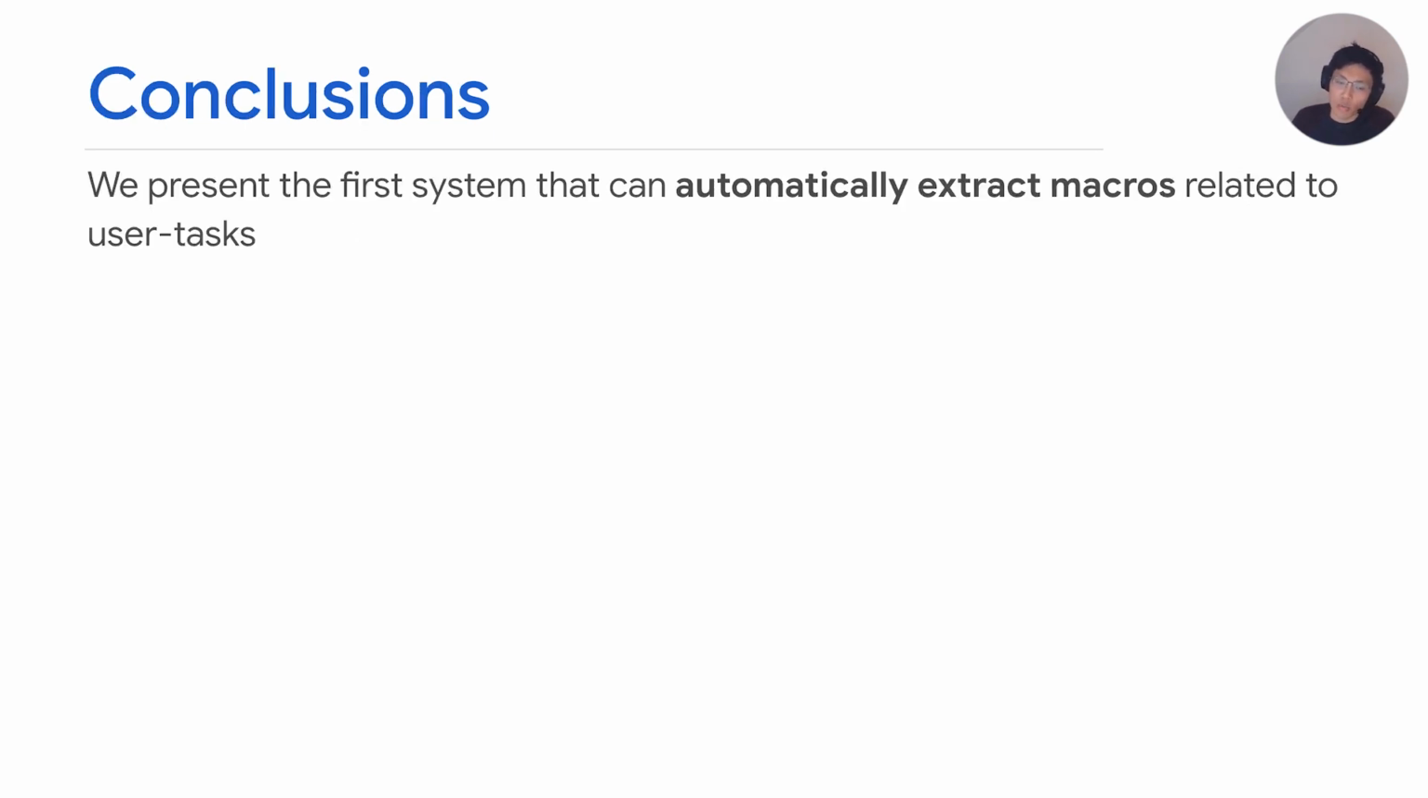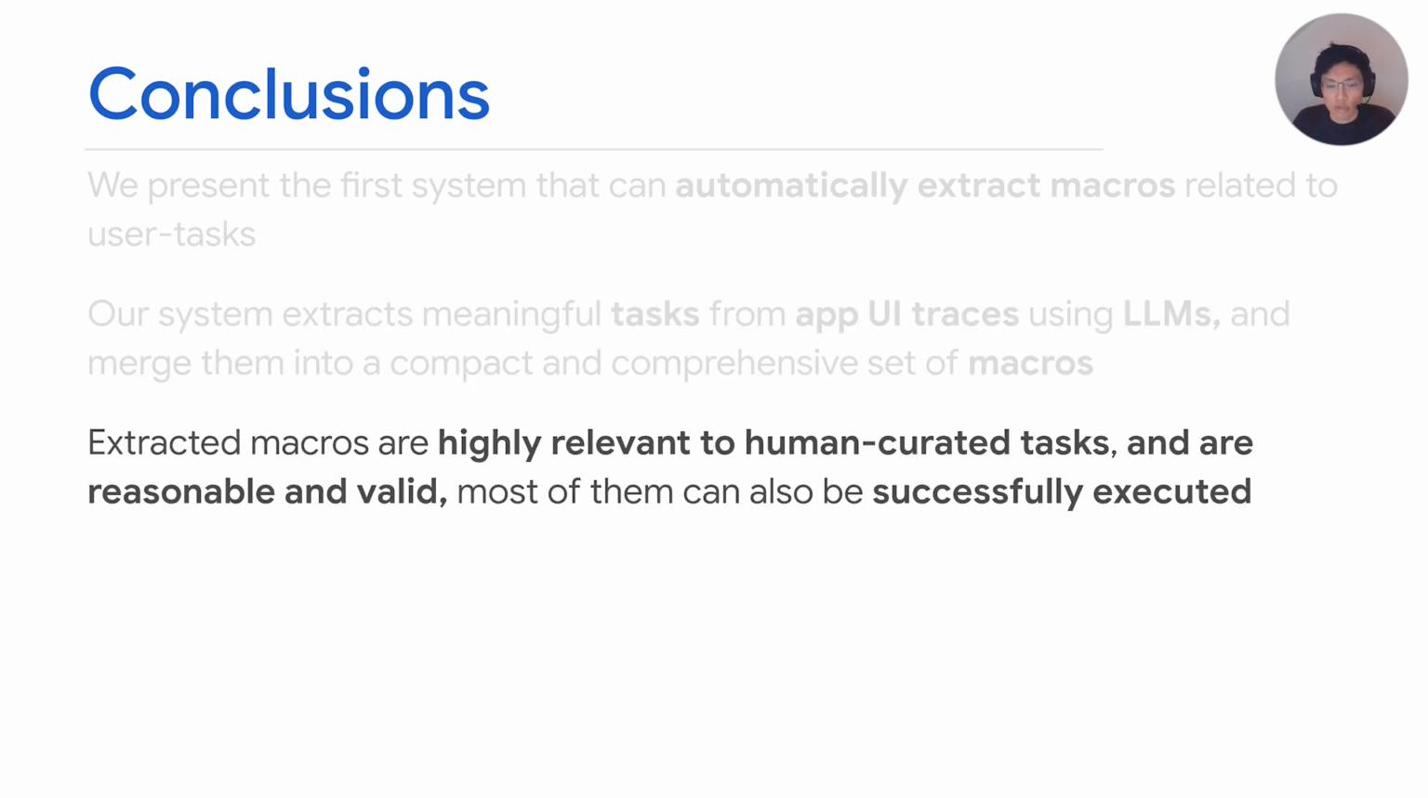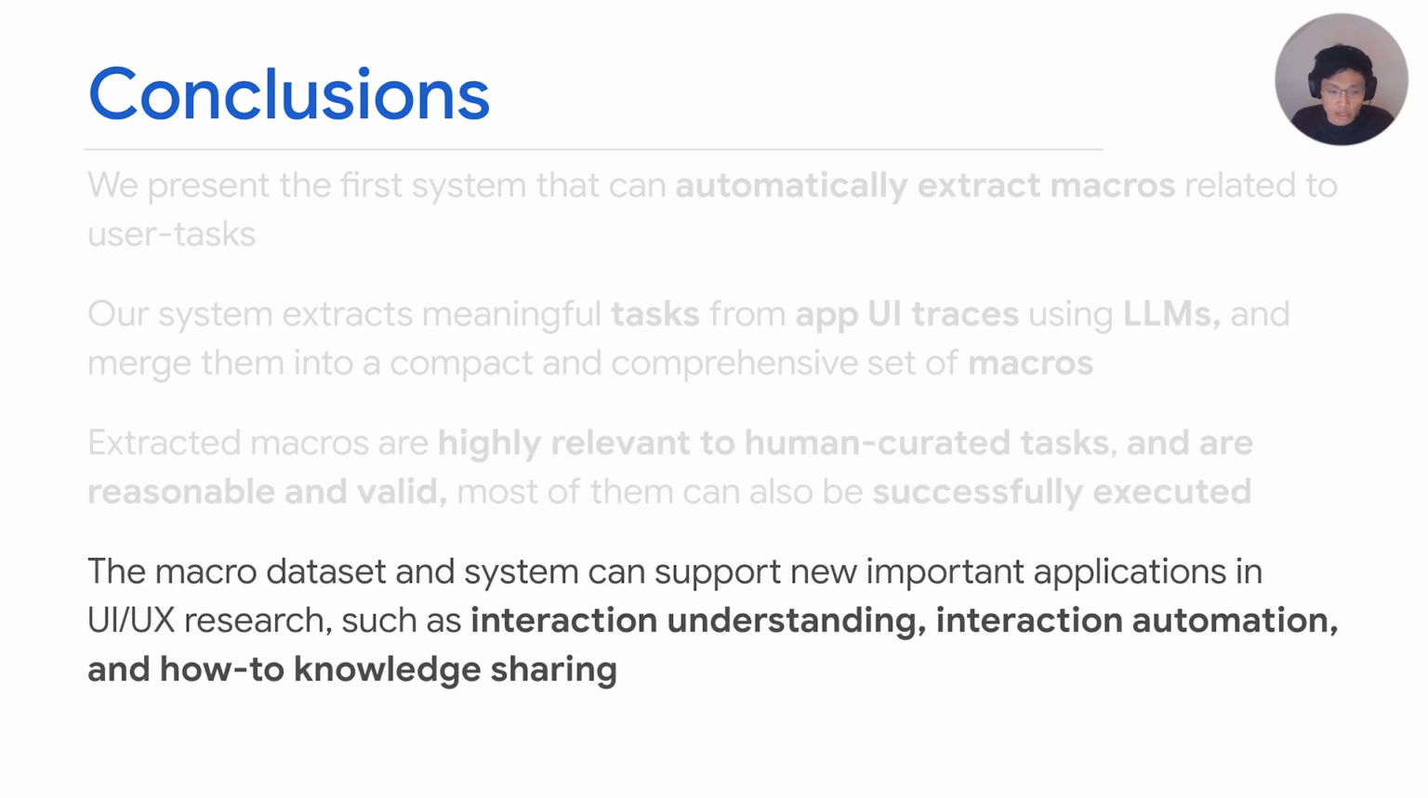So to conclude, we present the first system that can automatically extract macros that contain descriptions and actions of user tasks. Our LLM-driven system can extract meaningful tasks from app UIs and merge them into a compact and comprehensive set of macros. The macros extracted by our system are highly relevant to human-curated tasks and are reasonable and valid. Moreover, most of them can be successfully executed, which provides evidence for their efficacy in automation use cases. The macro datasets and systems can also support a number of important new applications in UI/UX research, such as interaction understanding, automation, and how-to knowledge sharing.